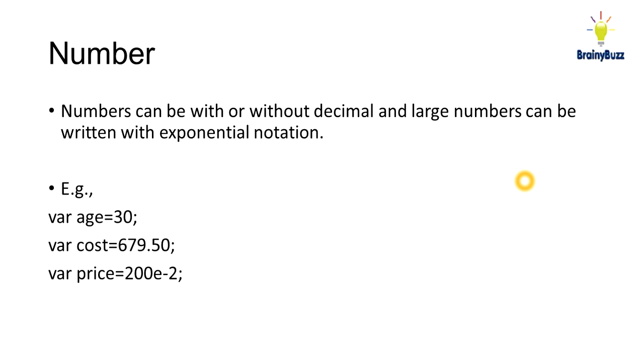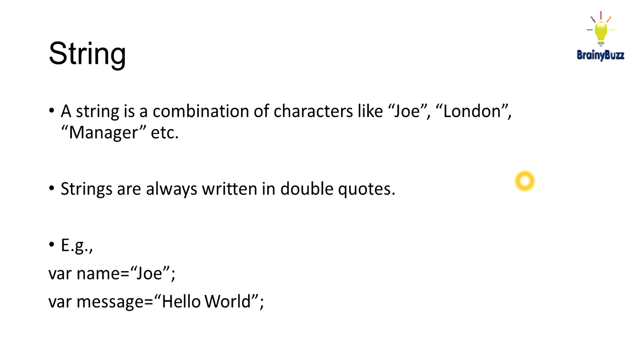First we have is the number. So number in JavaScript can be with or without decimal, and large numbers can be written with exponential notation. Like we have var age, it is a number, but if you write the cost it will be 679.50. A var price can be exponential notation. So you can assign the variable with decimal, without decimal, and the exponential notation also.